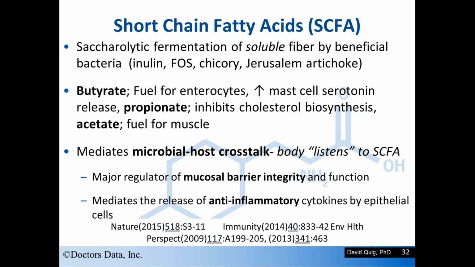other tissues. Now, very important about butyrate is that it mediates microbial host crosstalk. That is, the body listens to short-chain fatty acids through a G-coupled protein mechanism. Now, butyrate is a major regulator of mucosal barrier integrity and function, and butyrate also mediates the release of anti-inflammatory cytokines by the epithelial cells in the gut.